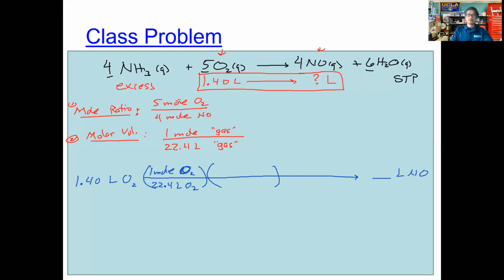Then the mole ratio is going to be 4 over 5, so 4 moles of NO over 5 moles of O2. Hopefully you recognize you do that to cancel out moles of oxygen. And then finally, we need the molar volume for nitrogen monoxide, which is 22.4 liters of NO over 1 mole of NO. With that said, the liters of oxygen cancel out, the moles of oxygen cancel out, the moles of nitrogen monoxide cancel out, and the 22.4 liters cancels out. We end up with liters of NO on both sides. We multiply 1.40 by 4/5, which gives us, to 3 significant figures, 1.12.